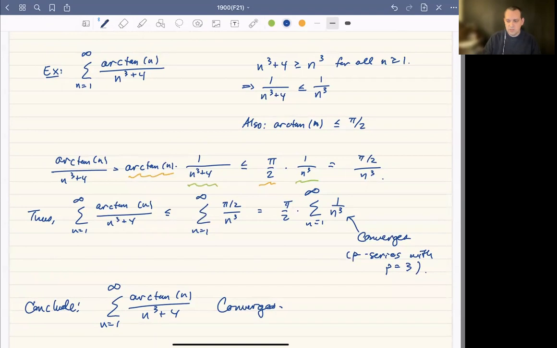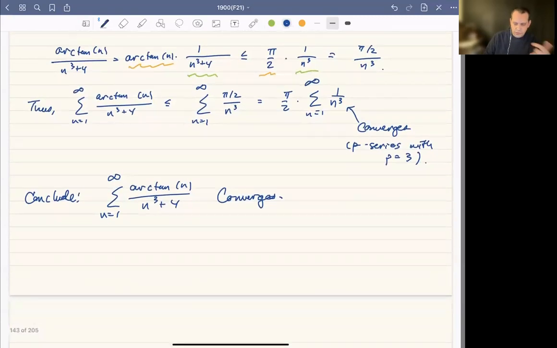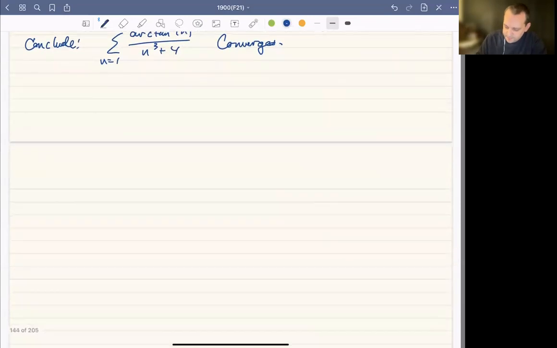Okay, so that is the first use of the comparison test that I wanted to show you. Let's look at a few more. I want to determine whether the following series converges or diverges. Let's look at cosine squared of n over e to the n.